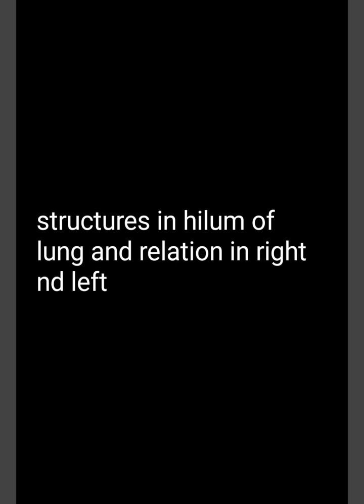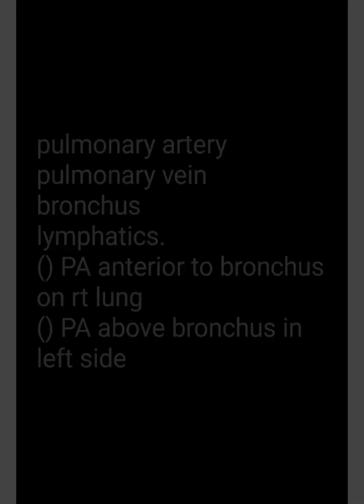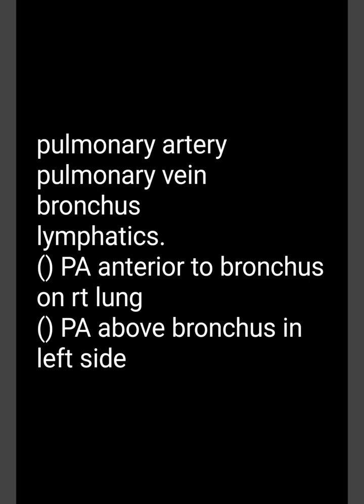Structures in the hilum of the lung and their relation in right and left: pulmonary artery, pulmonary vein, bronchus, lymphatics. The PA is anterior to the bronchus on the right lung, and the PA is above the bronchus on the left side.